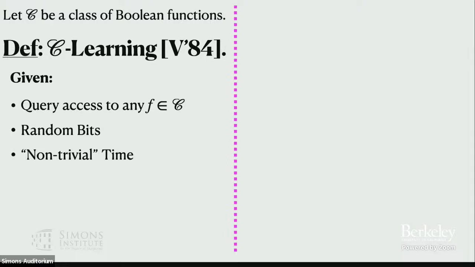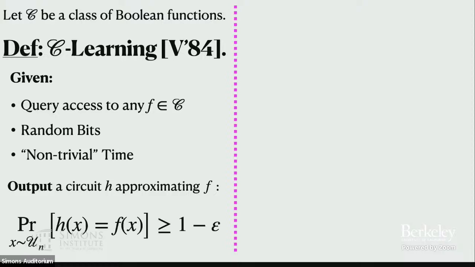And I give you non-trivial time, right? What I mean by that is if we have Boolean functions on n bits, I measure the amount of time and resources you take in the size of these examples, okay? And what I want from you is I would like you to output a circuit H, a hypothesis approximating the function f, such that the probability, if we sample some new example x from the uniform distribution on bits, that your hypothesis agrees with the true function is at least 1 minus epsilon. It's good. So you have good agreement with the concept.